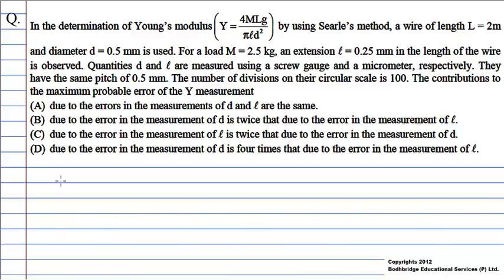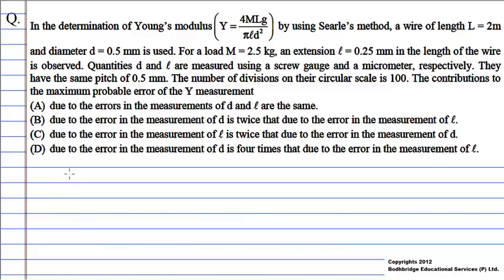Quantities d and l are measured using a screw gauge and a micrometer, respectively. They have the same pitch of 0.5 mm. The number of divisions on their circular scale is 100. The contributions to the maximum probable error of Y measurement is. In this question, we will have to use the concept of error analysis.